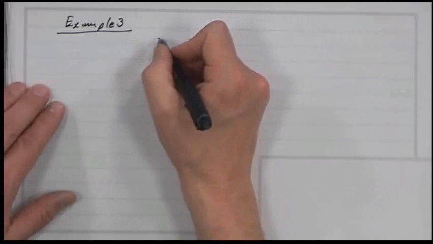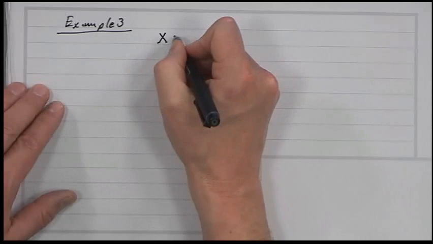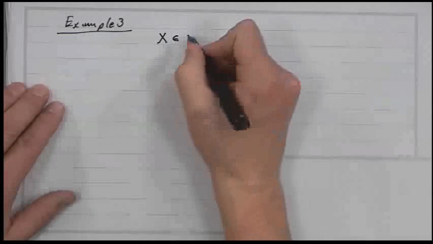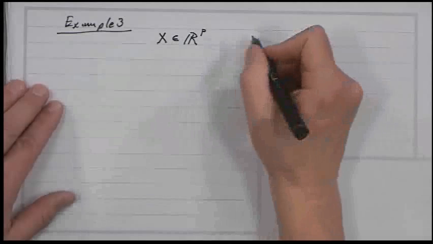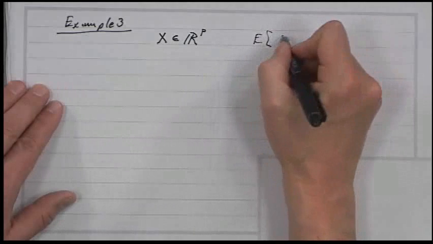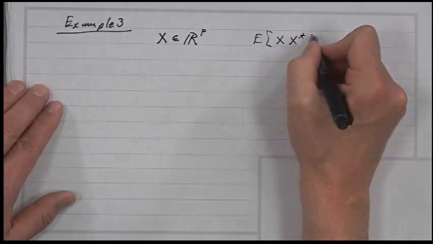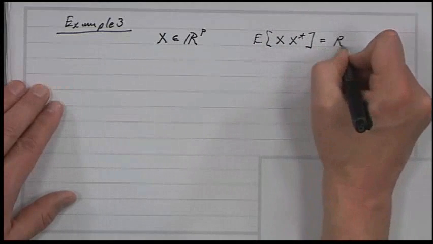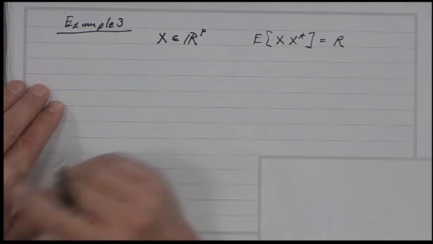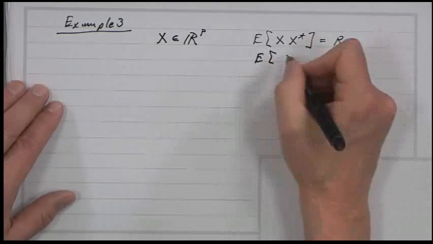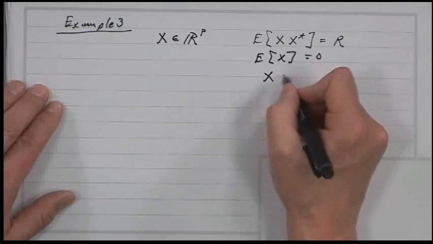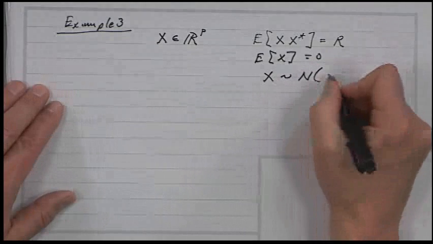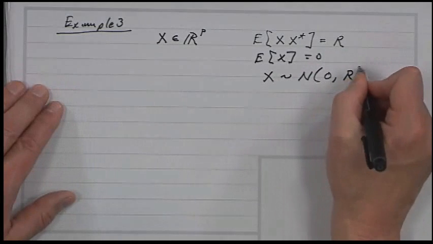Example 3 is, let's say I have a Gaussian random vector of dimension p, and the expected value of X X transpose is equal to R. That's the covariance matrix. And the expected value of X is equal to 0. So X is distributed as normal with mean 0 and covariance R.